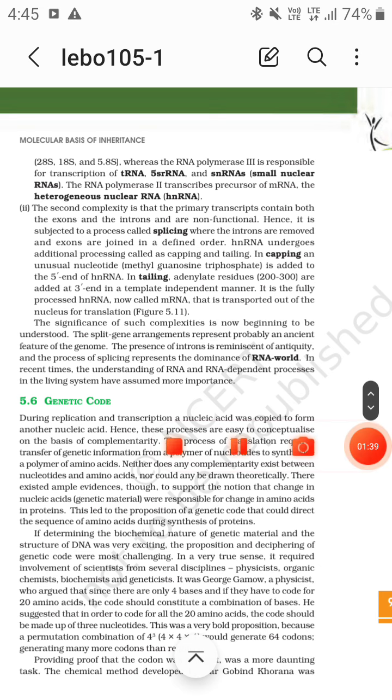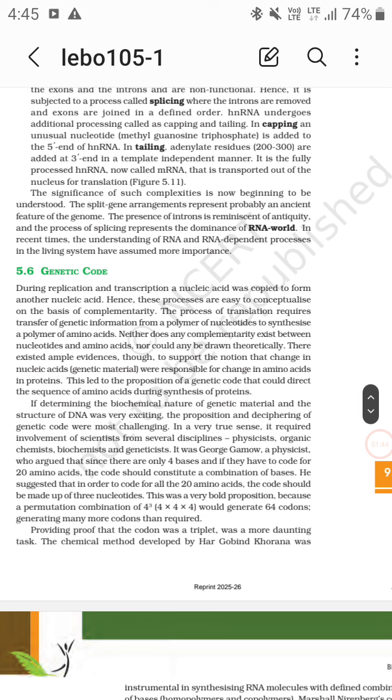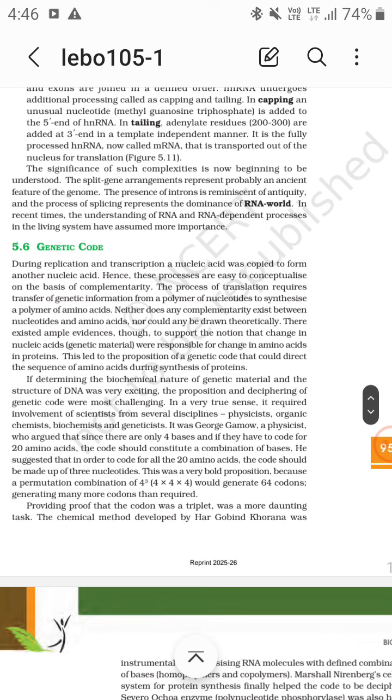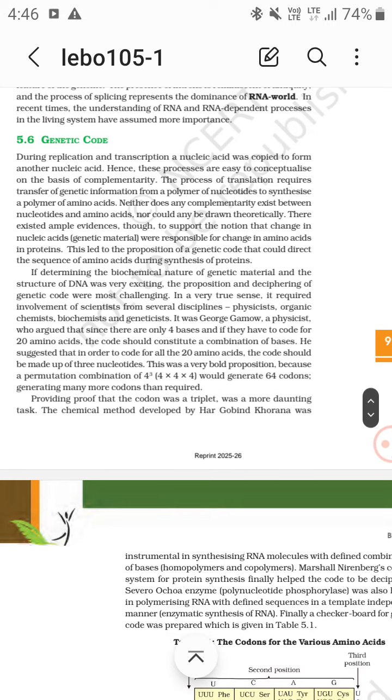So, the genetic code. Okay, so coming to the point, George Gamow argued that since there are only 4 bases, if they are to code for 20 amino acids, the code should be made up of 3 nucleotides, 4 to the power 3, that is 4 into 4 into 4, and it would generate 64 codons, generating many more codons than required. Actual amino acids are 20, and 61 codons code for amino acids, and 3 are stop codons, right?